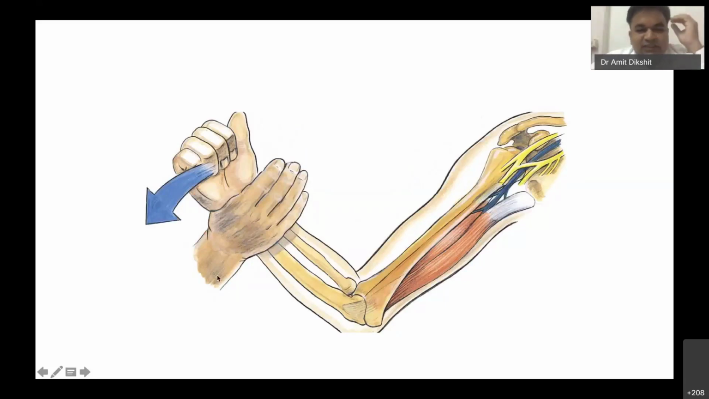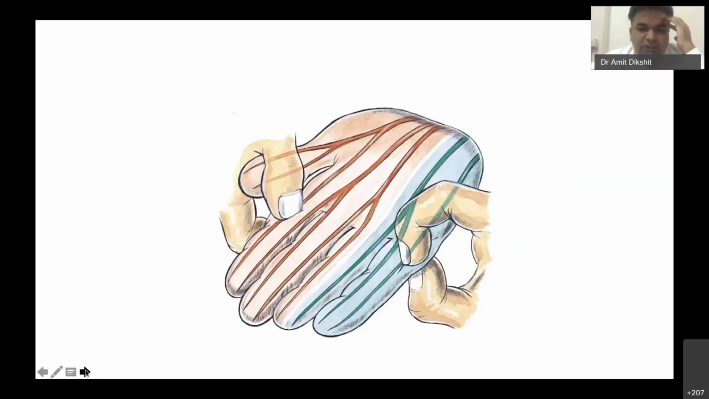This is push against resistance. This is mainly for assessing the triceps, which has nerve supply from the radial nerve. If the patient is able to put in force, then probably the radial component is not missed. This is pinch, pinch, pinch on the ulnar aspect for the ulnar nerve, and pinch on the radial aspect for the radial nerve.